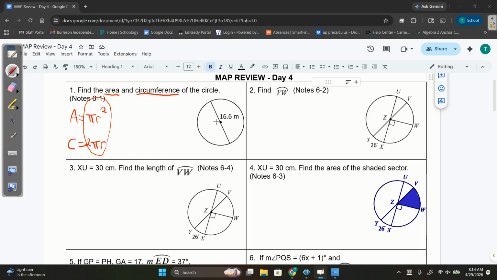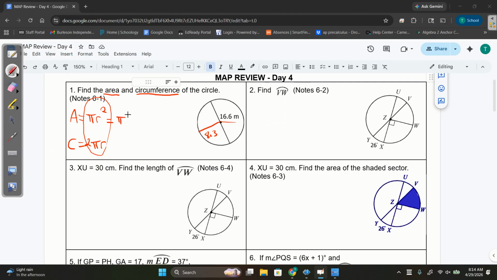Now here's my circle. I've got a line going all the way through that has a length of 16.6. That's my diameter. I need the radius. I'm going to get that by taking half of the diameter. Half of 16.6 is 8.3. So, my radius is 8.3. All I got to do is plug in now.